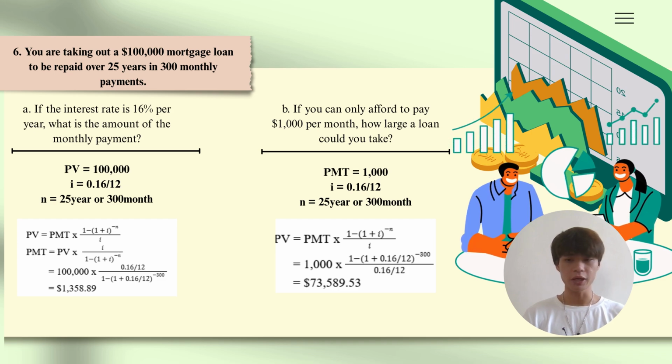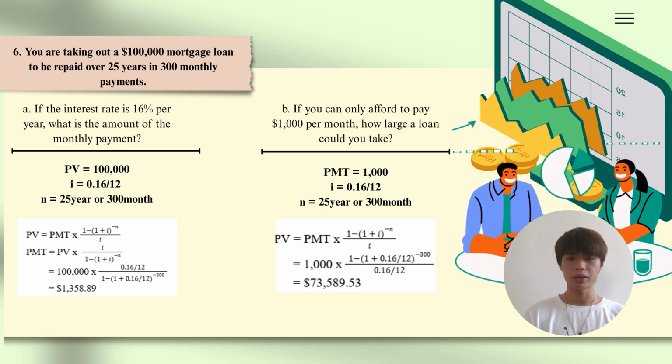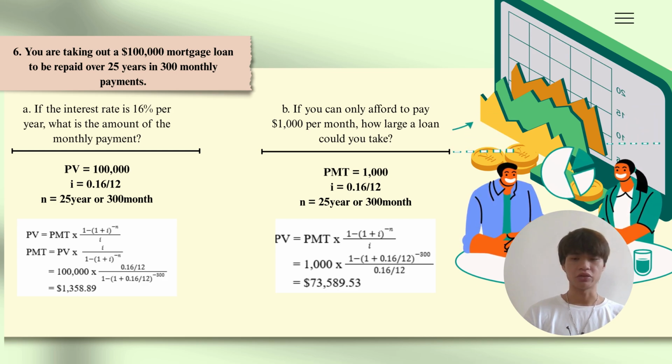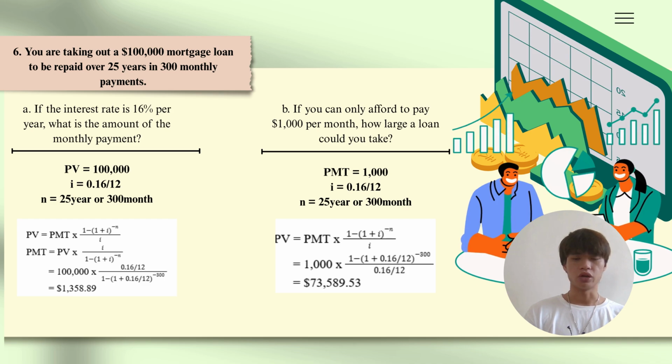$1,358.89. For question B, if you can only afford to pay 1,000 per month, how large a loan could you take? This is the same question, just the payment changes to $1,000. So we use the same formula, and we get the present value of $73,589.83. It means if we can only pay 1,000 per month, we can take a loan of $73,589.83.